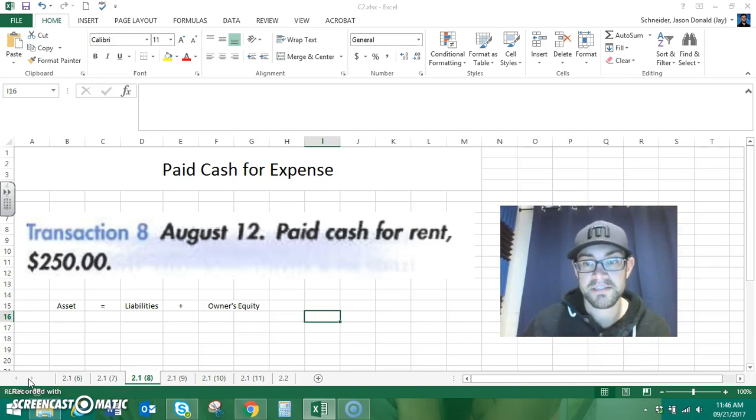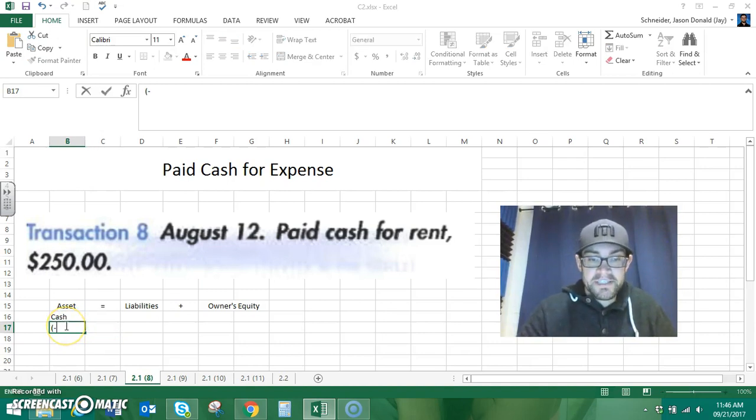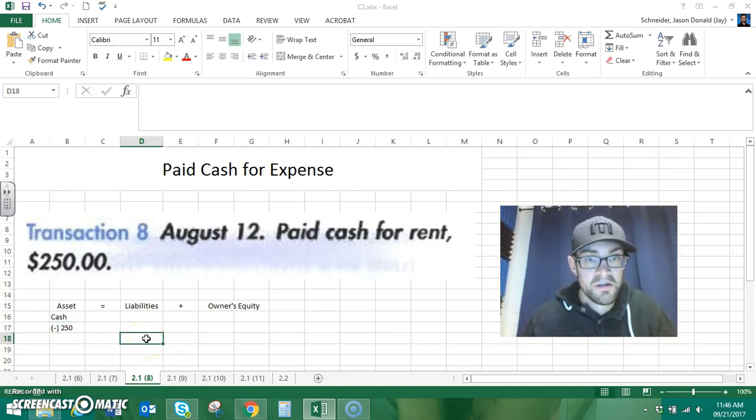Again, like any other transaction, we need to go to our accounting equation and figure out what two accounts are being affected. Well, we know right off the bat that cash falls under our assets. Now, in this case here, we're paying cash out. We're not gaining cash, we're paying cash out. So like previous transactions, we're not gaining it, we're losing it. We're subtracting $250 from our cash.